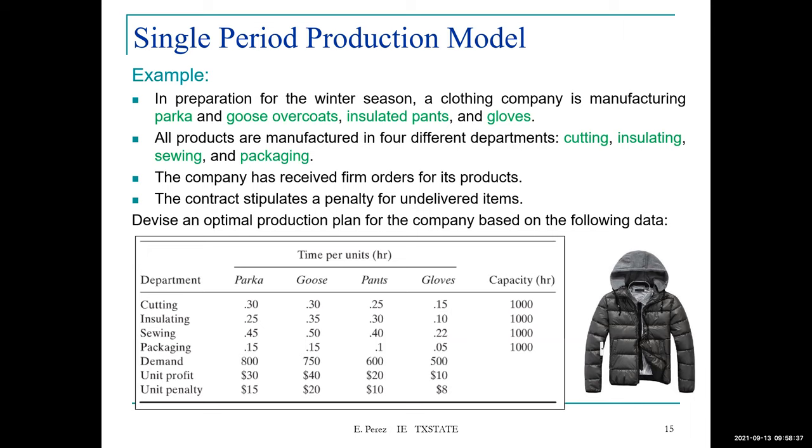So 0.38 time units. In this case, this is hours. So 0.3 hours for this, 0.3 hours for goose, 0.25 for pants, and 0.15 for gloves. In total, this is how much time you have available for this department, 1,000 hours. So we also have the demand per product, we have the unit profit, and we have the penalty associated with it. We want to use this information to find the right combination of products that you must produce for the next time period.